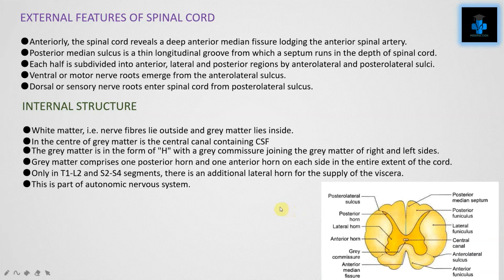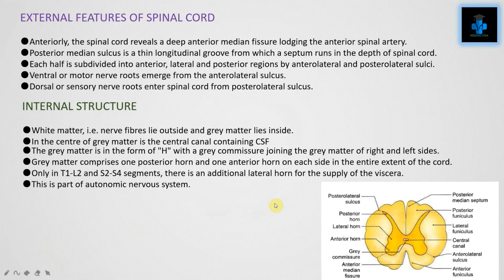Each half is subdivided into anterior, lateral and posterior regions by anterolateral and posterolateral sulci. Ventral or motor nerve roots emerge from anterolateral sulcus. Dorsal or sensory nerve roots enter spinal cord from posterolateral sulcus.